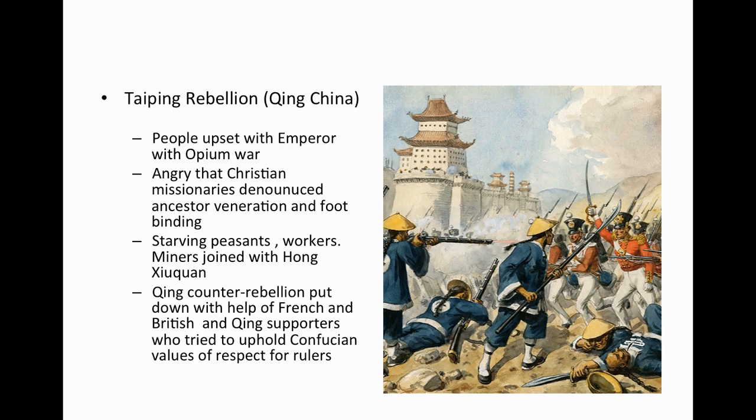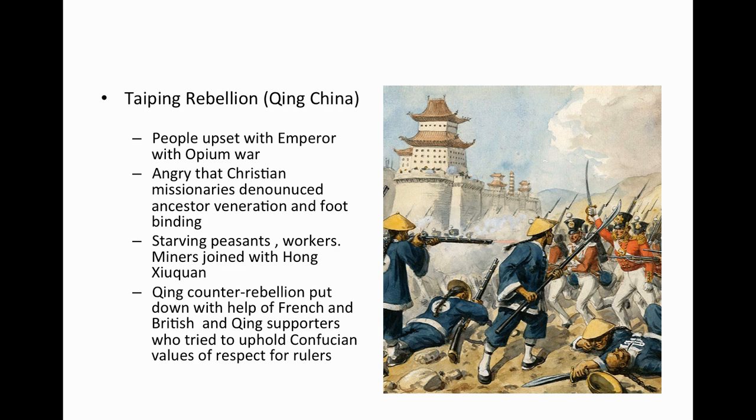There was rebellion, right? So the Qing were being criticized, the Manchurian leaders. So Taipings, or more native Chinese, who were upset with the Manchurian leaders and the results of the Opium War, rebelled. They were also angry that Christian missionaries were denouncing traditions like ancestor veneration and foot binding. So starving peasants, workers, miners, who were distrustful of the Manchurian rulers, joined with Hong Ziquan and led this rebellion.